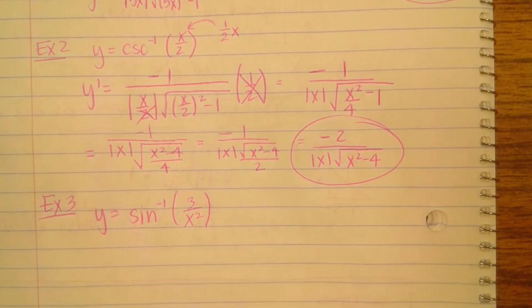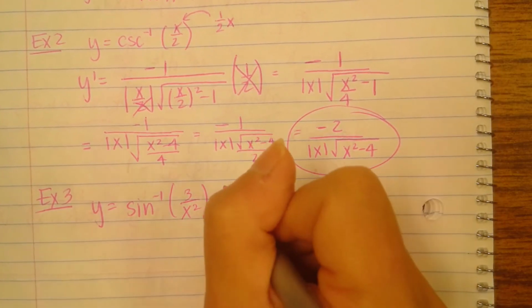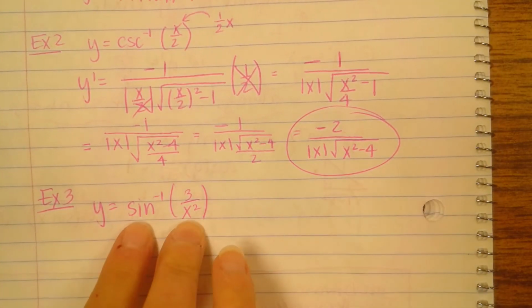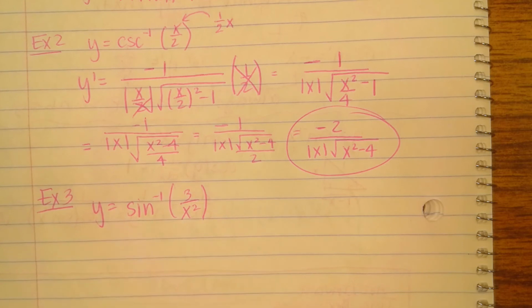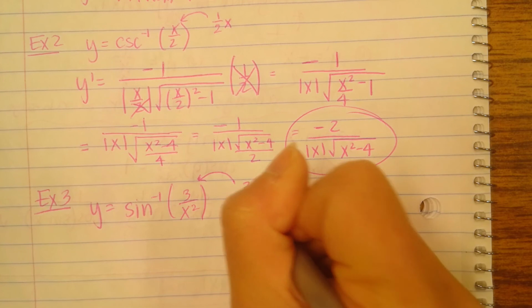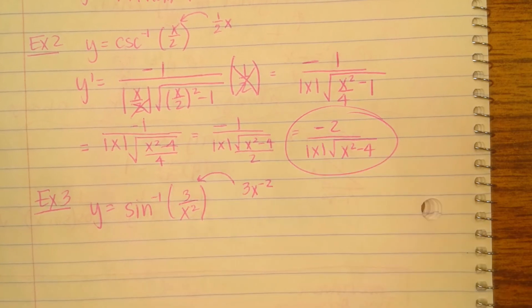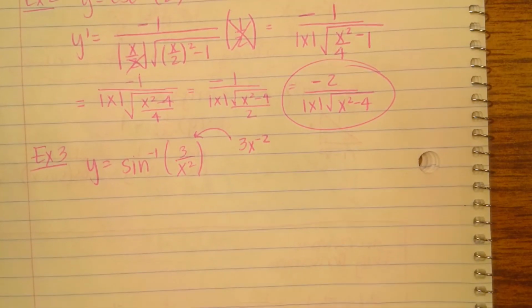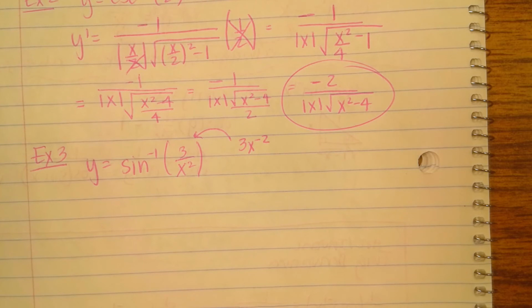So we're dealing with inverse sine. Again, two different functions here, obviously, inverse sine, and we have 3 over x squared. So this one I'm going to rewrite just for my sake later as 3 x to the -2nd power, so I can find the chain rule, or use the chain rule, a little bit easier.